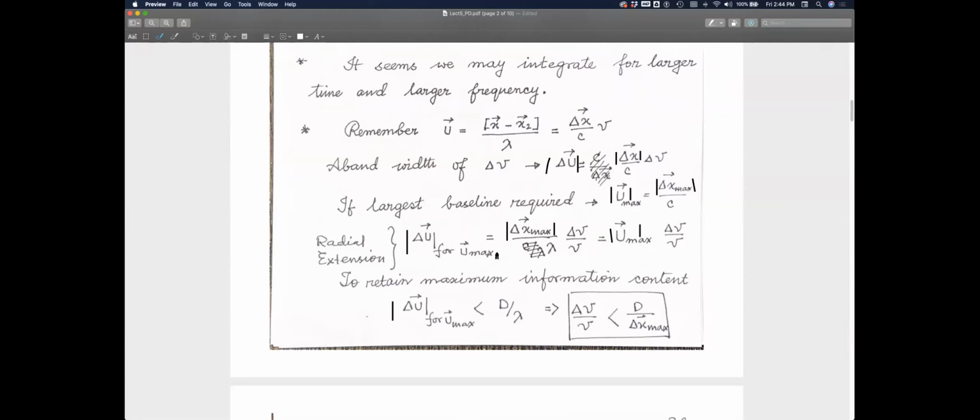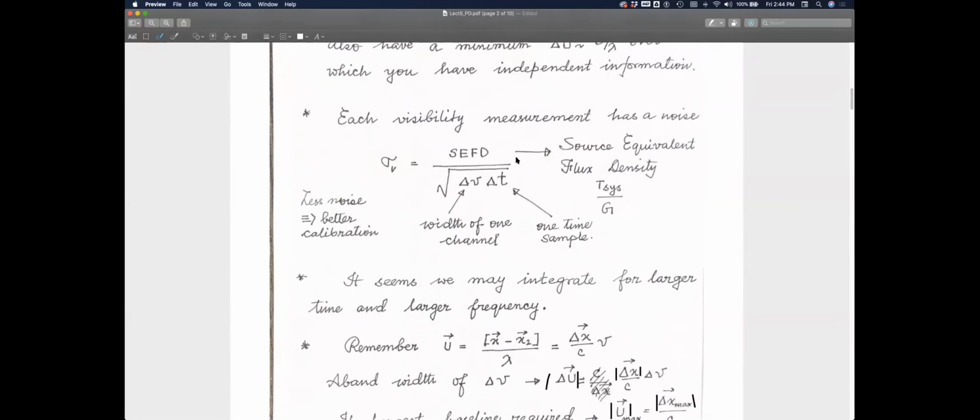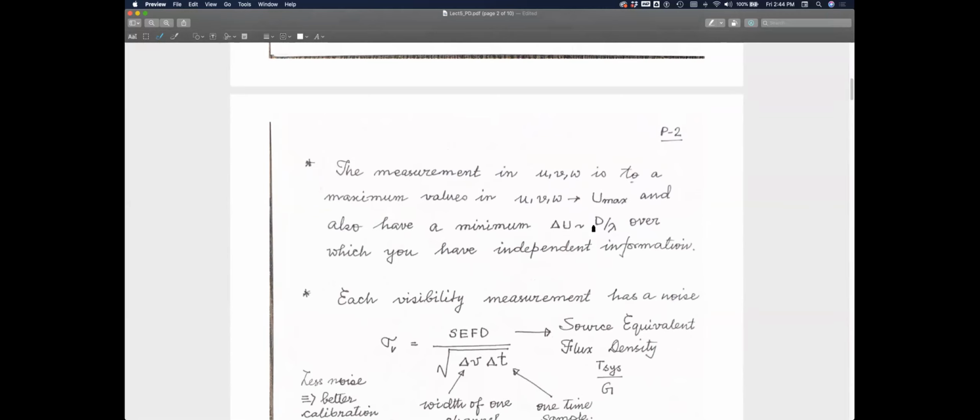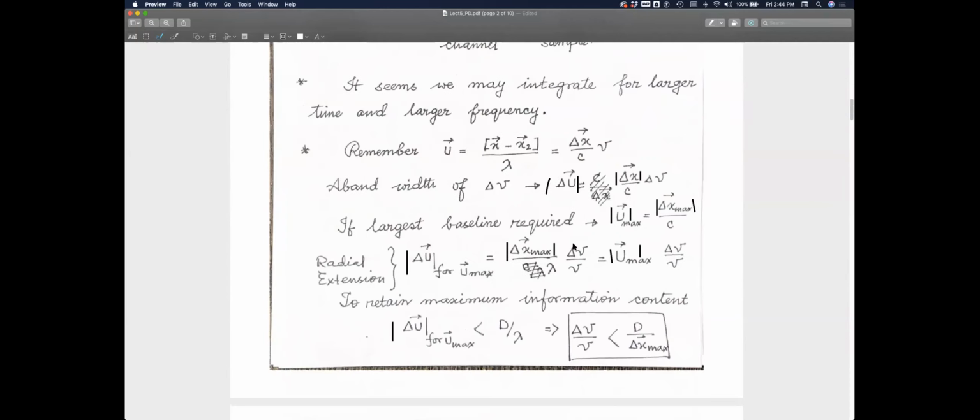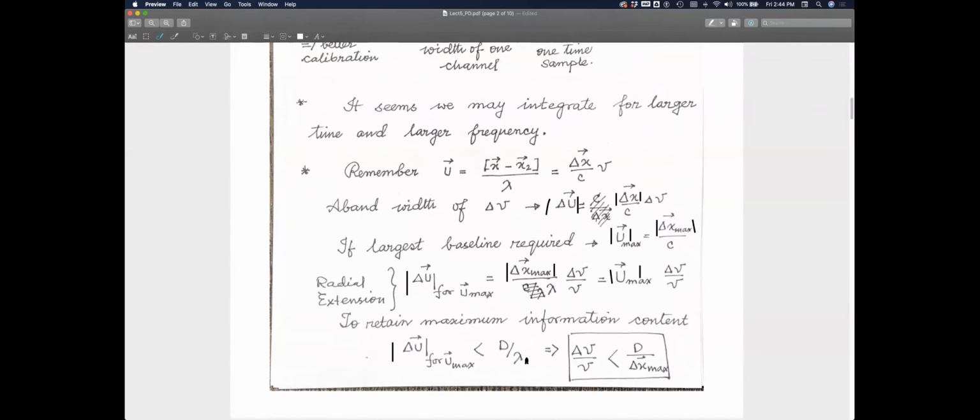Now this, if I make it large enough, I may at some point hit that delta u, which is d by lambda. If I make it even larger, obviously I will miss some information about the sky. If I make it smaller than d by lambda, then it is all right. So the delta nu, which is the width of each channel over which you are measuring the visibility, can at max be this, determined by this relation.